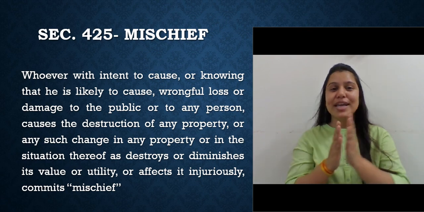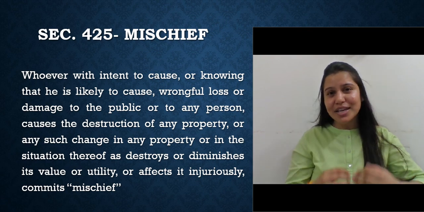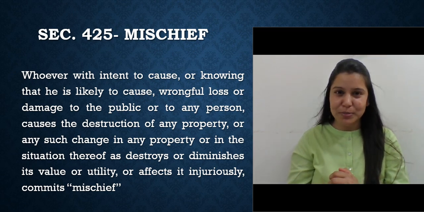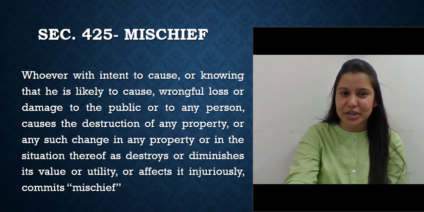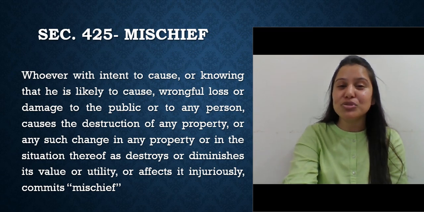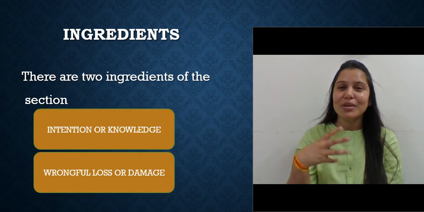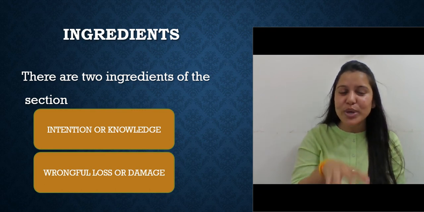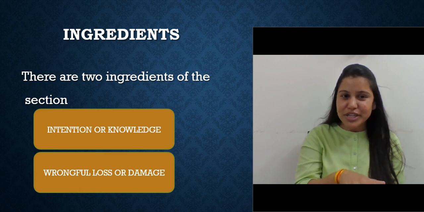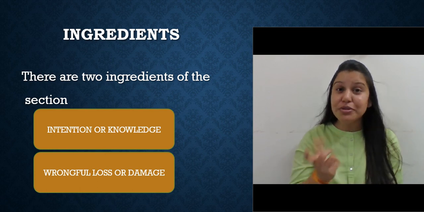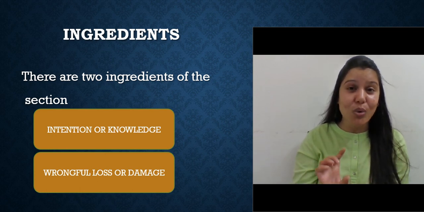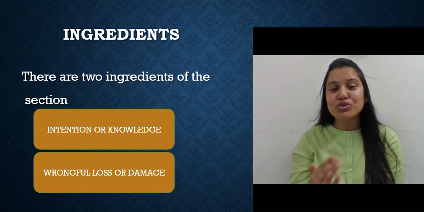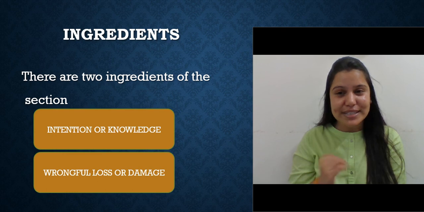Right? So they had the intention to cause wrongful loss to that very person on whose building they are throwing it. So therefore, it amounts to mischief. Now, here the two ingredients, as I said, which are very important: intention or knowledge. It could be either intention or knowledge, right? A broader term. To cause wrongful loss or damage.